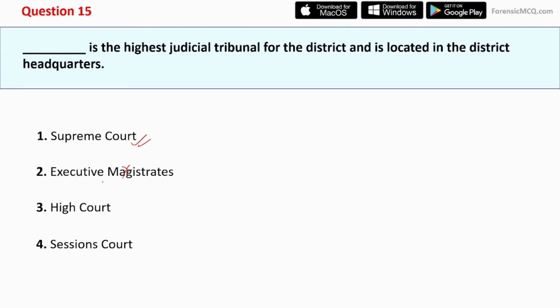After that, the High Court. As you know, every state usually has a High Court, and it is located at the state level. After that, the fourth option is Session Court, which has jurisdiction over a district. So the highest judicial authority at the district level is the Session Court. So this is the correct answer. And one more thing, as I already told, an executive magistrate is an official with certain judicial power, so it can't be the correct answer.